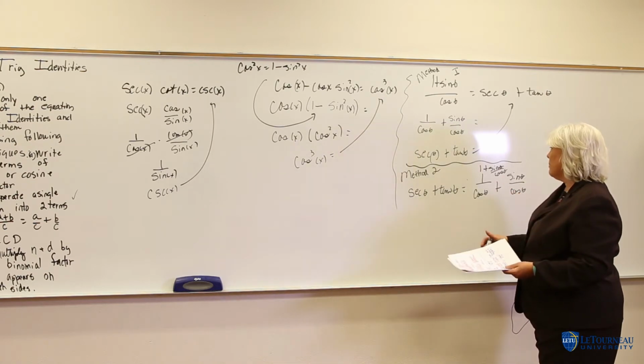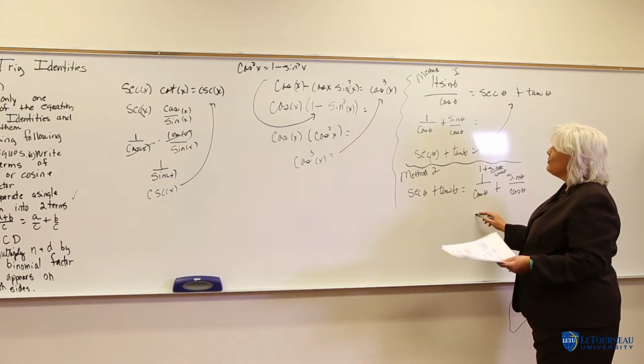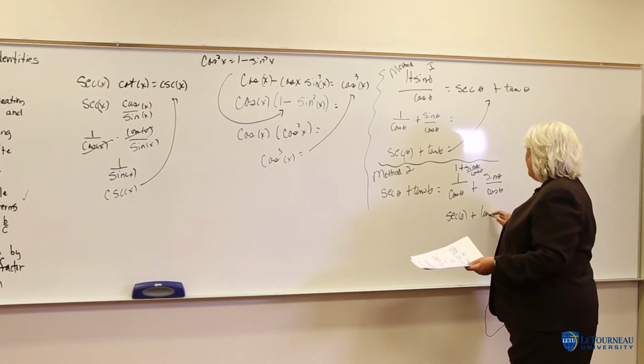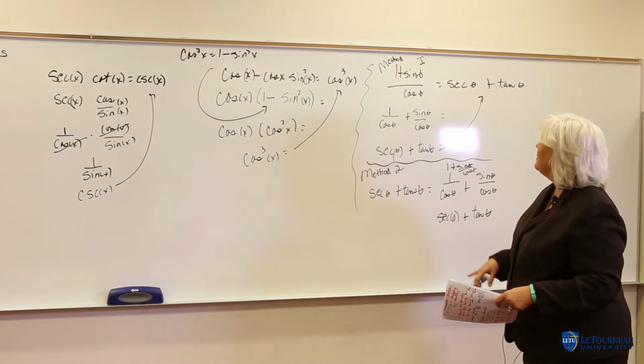So you're going to come up with the same thing. 1 over cosine is still secant, so it's really the same thing. But if you prefer that, that is fine. They're both basically the same.